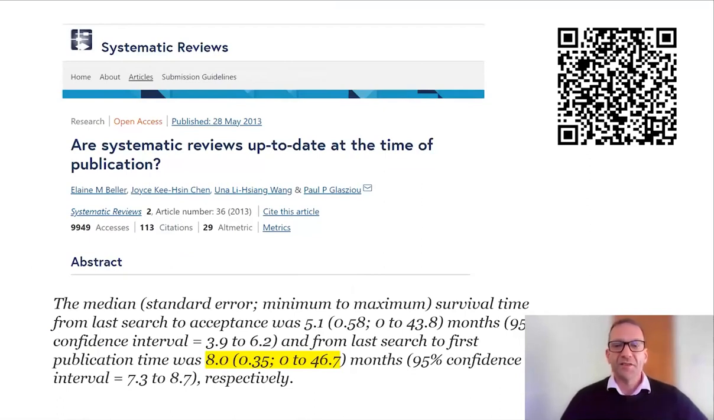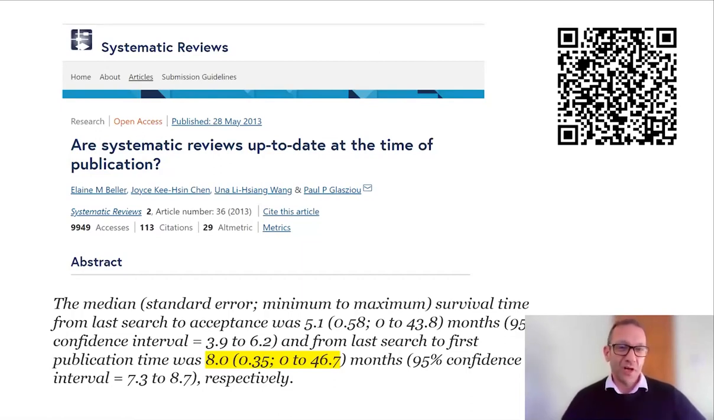I've included on my slides a QR code where I'm presenting the findings, or summarising the findings, of a particular article. In the top right hand corner of the screen is a link to this article, which was published in Systematic Reviews by Elaine Beller and colleagues a number of years ago, who were very interested in the question of how up-to-date systematic reviews were at the time of their publication.